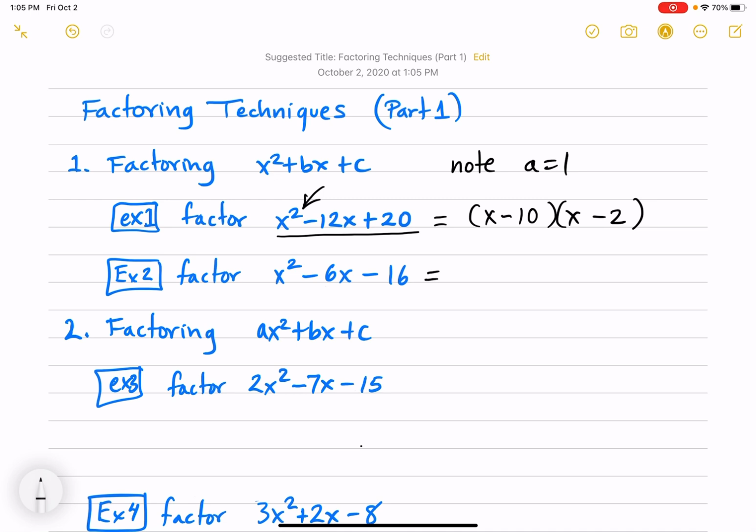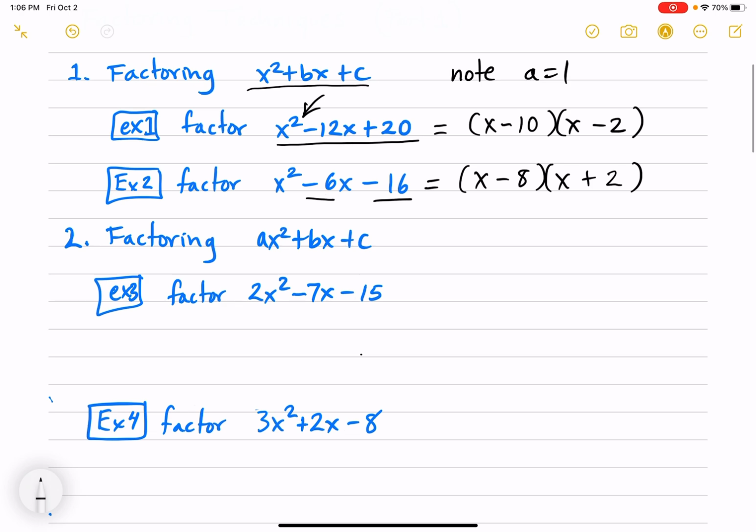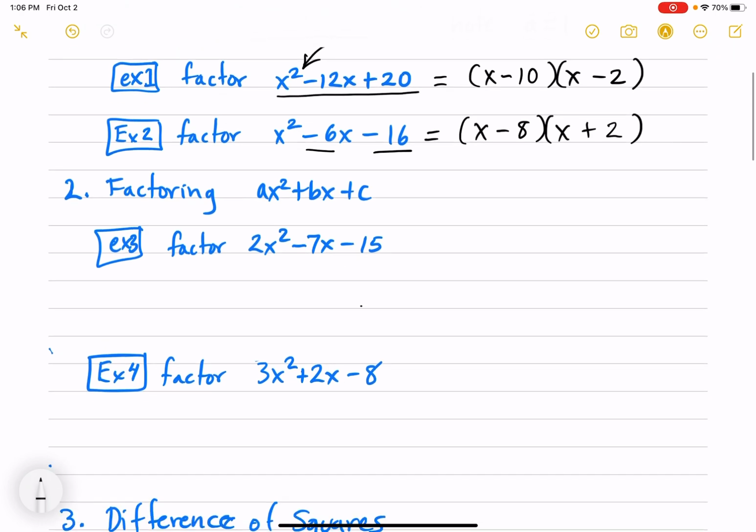So whenever you see a trinomial that looks like this, all you have to do is think about two numbers that multiply to c, and at the same time they have to add up to the b. So think about two numbers that multiply to negative 16 and add up to negative 6. Of course, we need an x and an x. Negative 8 and positive 2 multiply to negative 16 and add up to negative 6. So it's how you factor trinomials with leading coefficient of 1. Please pause the video and take these notes on a piece of paper.